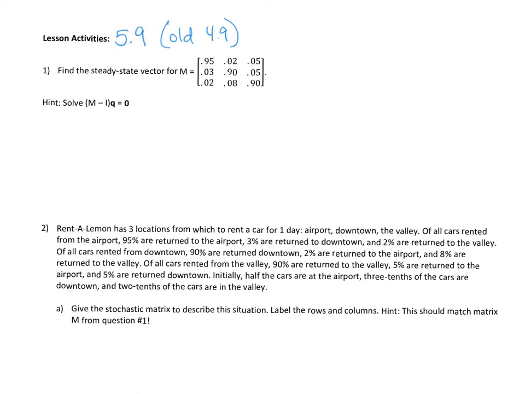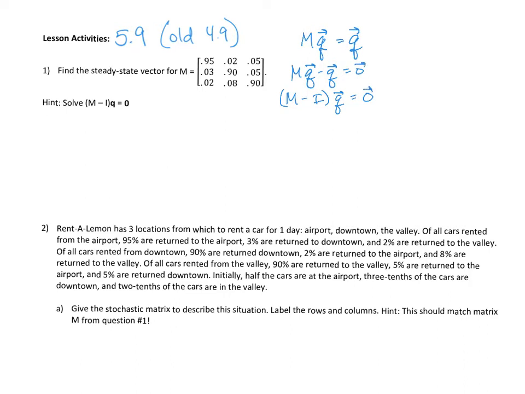Okay, so the reason for that is that steady state means we're looking for a vector Q so that M times Q gives you Q back. And then to solve this, we subtract Q from both sides. You factor out a Q and you end up with M minus the identity times Q equals 0.